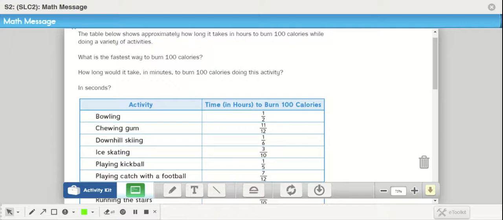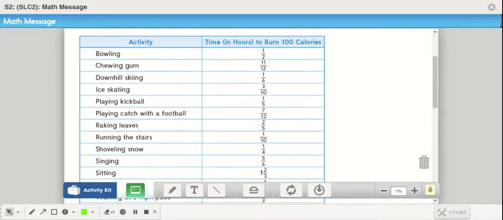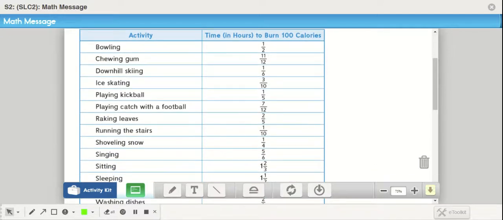How long would it take in minutes to burn? So what is the fastest way to burn 100 calories? And how long would it take in minutes to burn those 100 calories doing this activity? Okay, we're going to look at the table. First of all, it gives you some ideas.